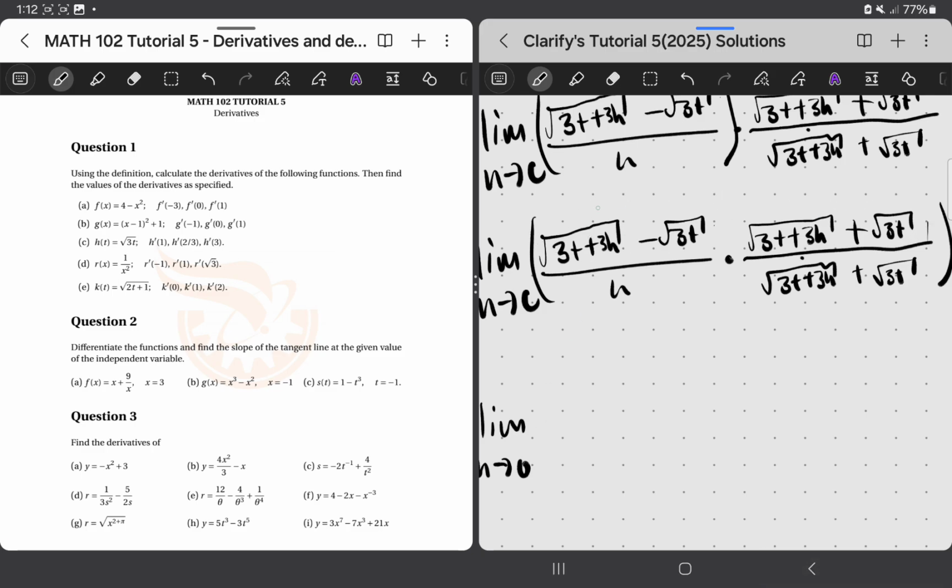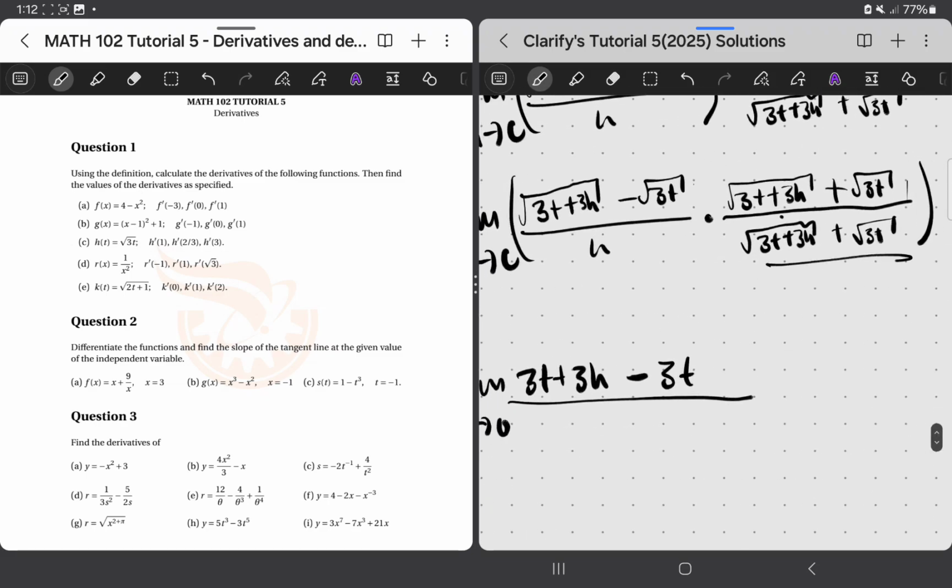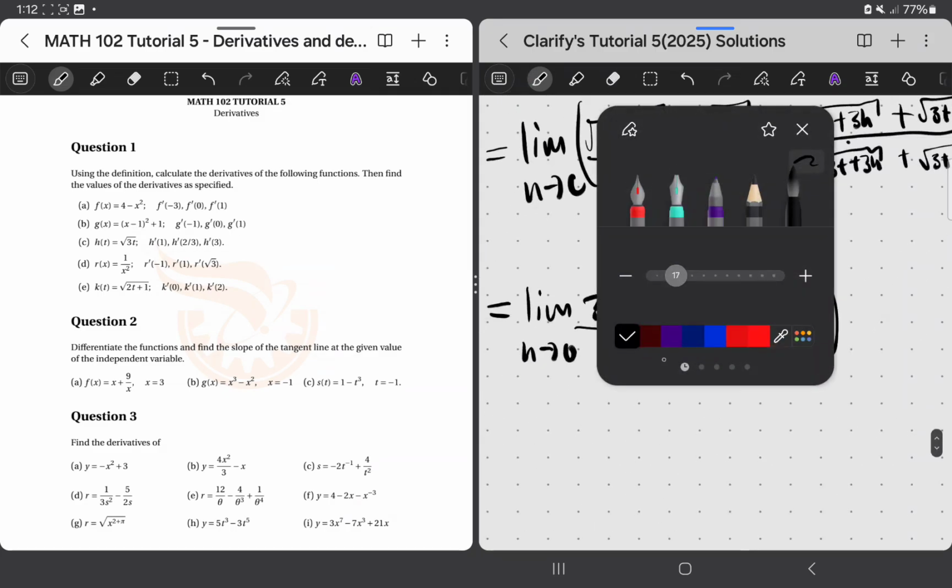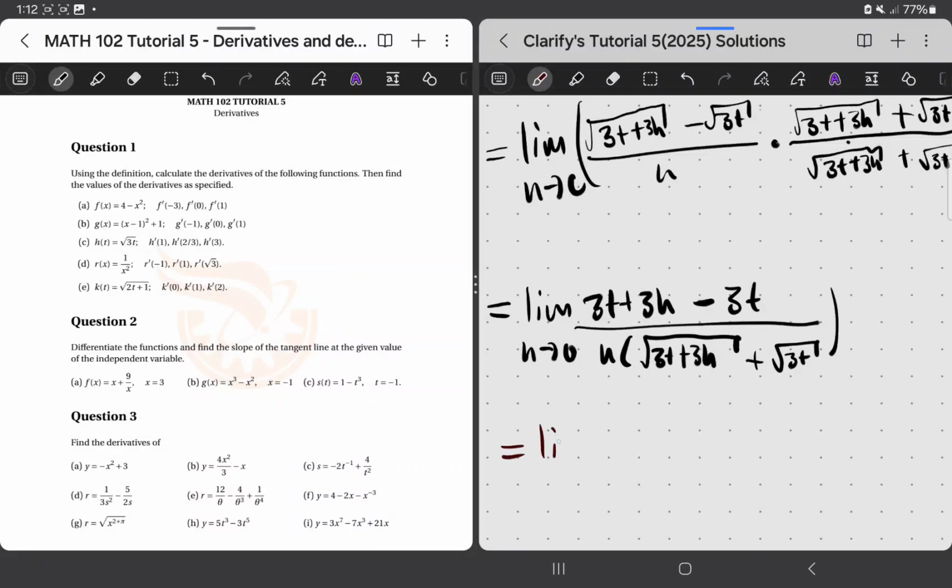You square the first thing, and when you square it, the square root goes. It's just going to be 3t plus 3h. Then you put minus, then you square the last term, which just becomes 3t because the square root goes. Then it's all over h multiplying the square root of 3t plus 3h, plus the square root of 3t. So now what are we going to end up having? This is going to be equal to the limit as h goes to 0 of, now 3t and minus 3t will cancel.